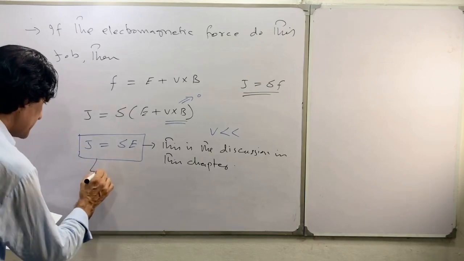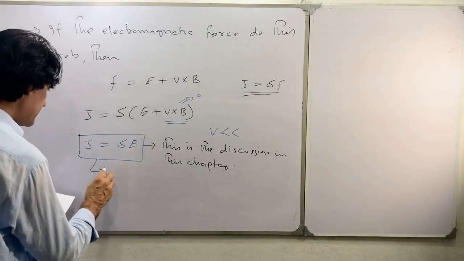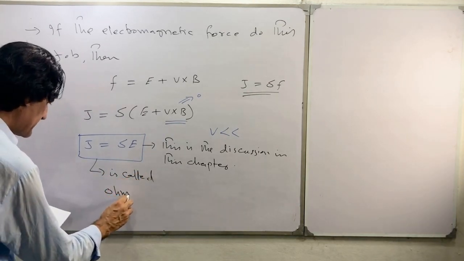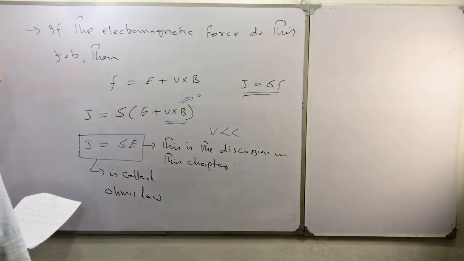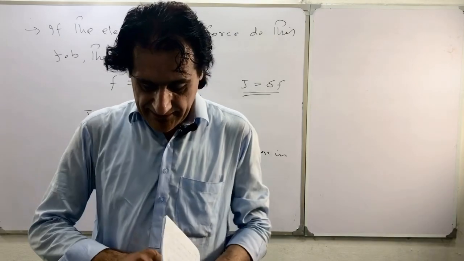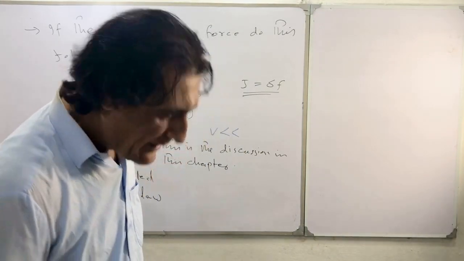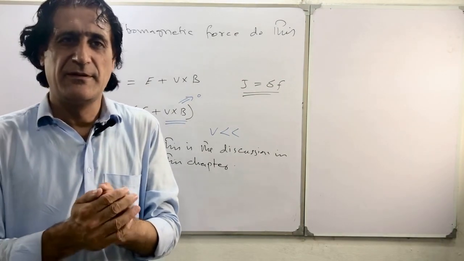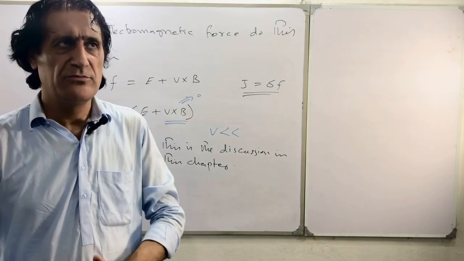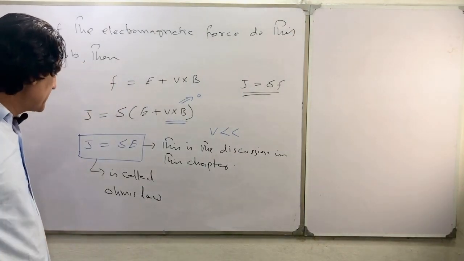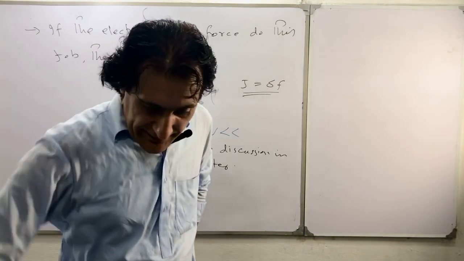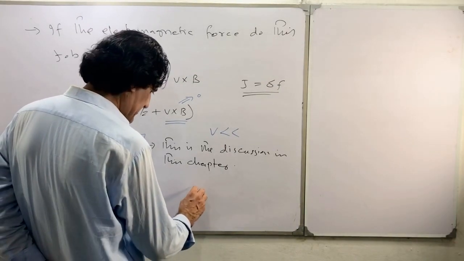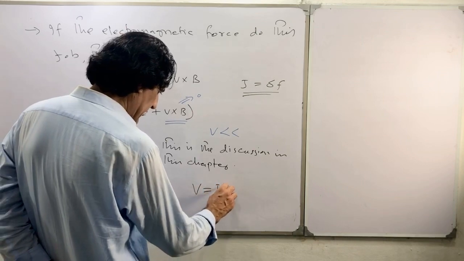And this equation is called Ohm's law. Obviously, in previous classes you have studied about Ohm's law, which is a very famous equation, V equal to IR.